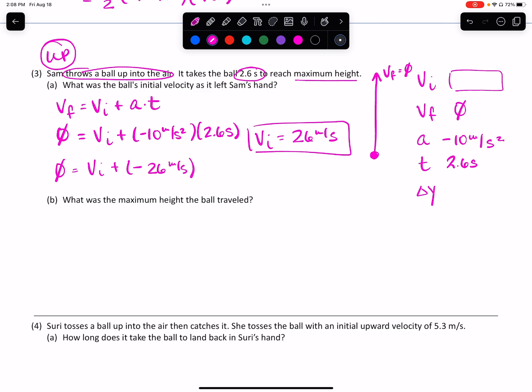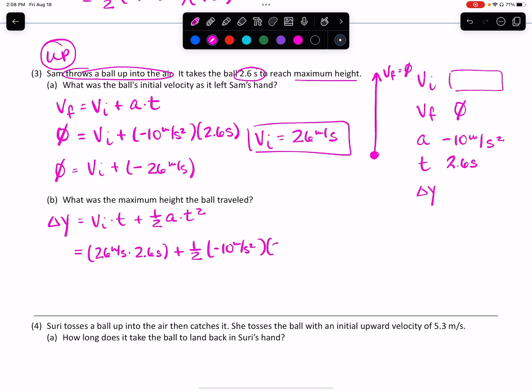Next, what is the maximum height? So my change in position is V initial times time plus 1/2 AT squared. This time I have to include V initial, so I have my 26 meters per second times my 2.6 seconds plus 1/2 negative 10 meters per second squared times 2.6 seconds squared. I plug everything in and I find that the ball traveled 33.8 meters up into the air. So the positive sign is correct.